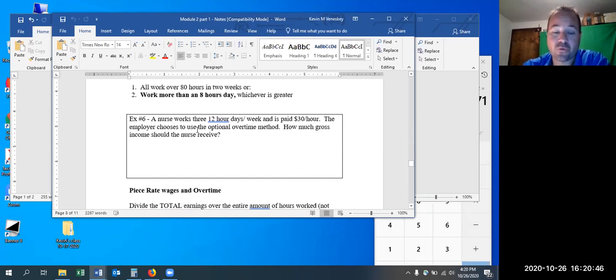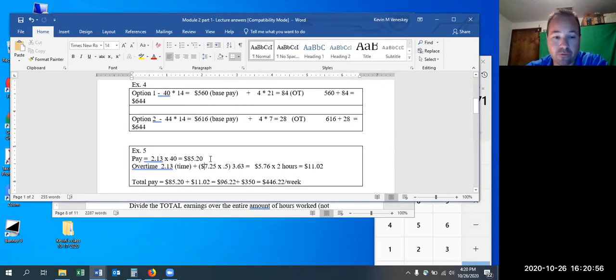So a nurse who works 3 12-hour days and is paid $30 an hour, the employer chooses the optional method of overtime, the employee would agree. How much gross income should the nurse receive? So just briefly, we'll go through this one.